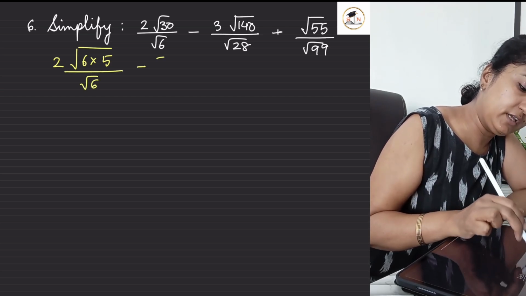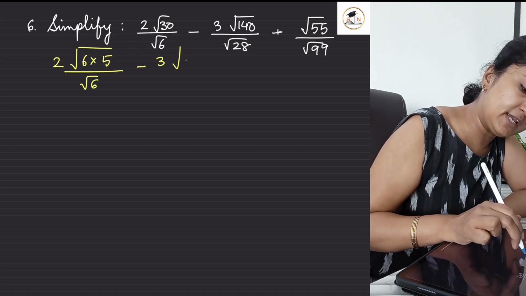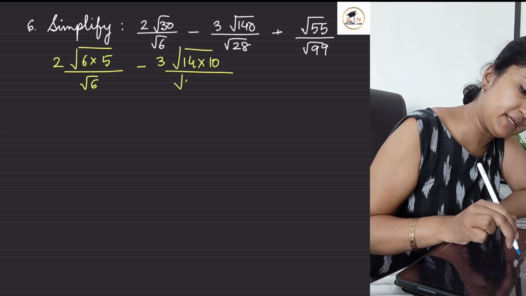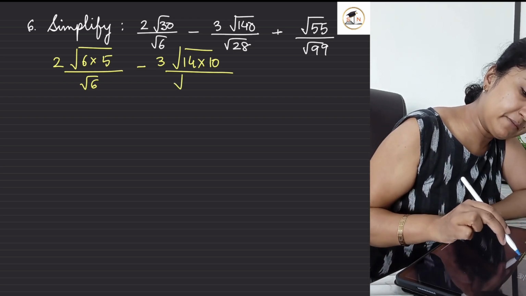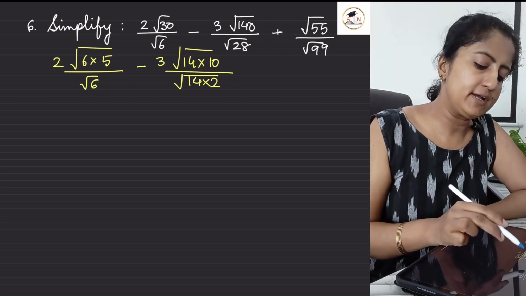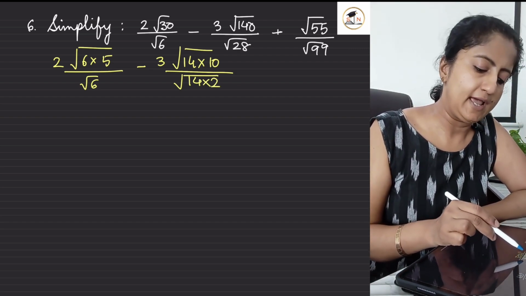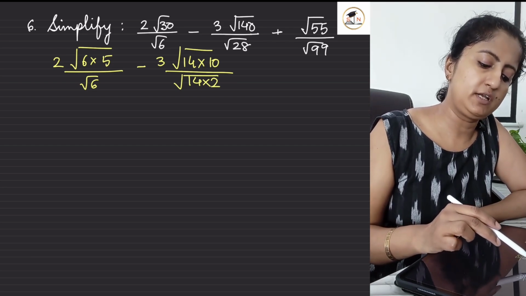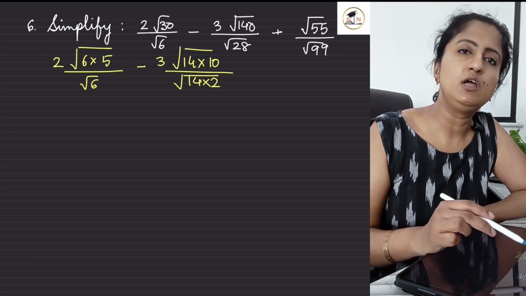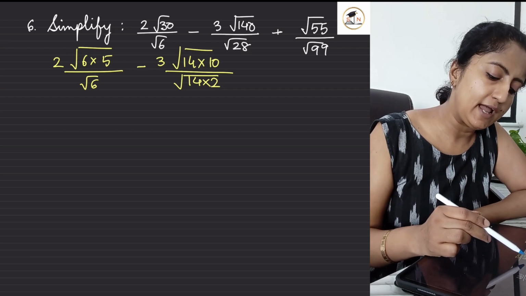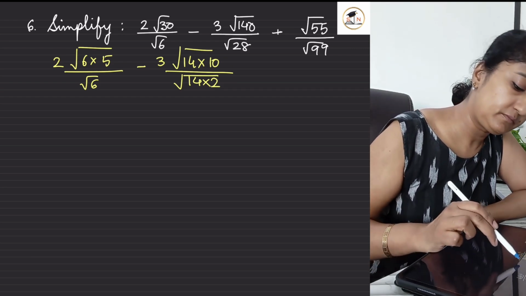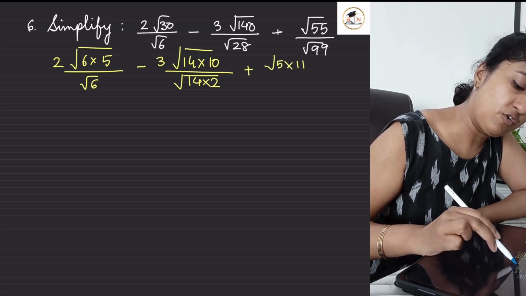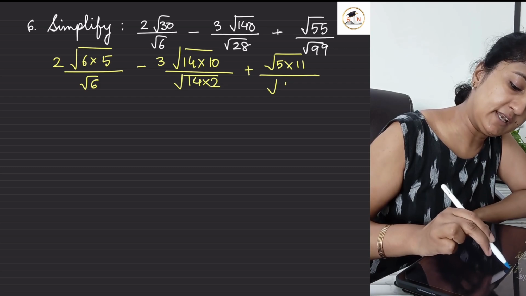Now, minus 3 root 140. 140 means it is 14 times 10 over root 28, which can be written as 14 times 2. See, how do I understand that I have to break 140 as 14 into 10, or 28 as 14 into 2? Because I can see that 140 and 28, they both are common multiples of 14. So that is why I have brought them into similar numbers. And the next, root 55 can be written as 5 into 11 over 99 can be written as 9 into 11.